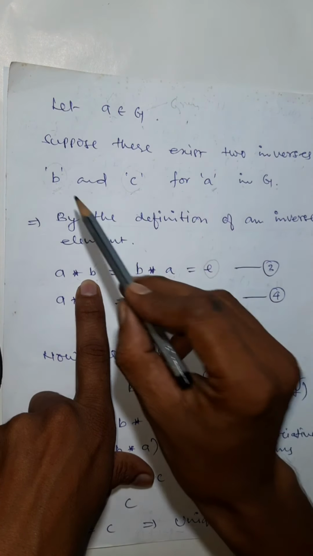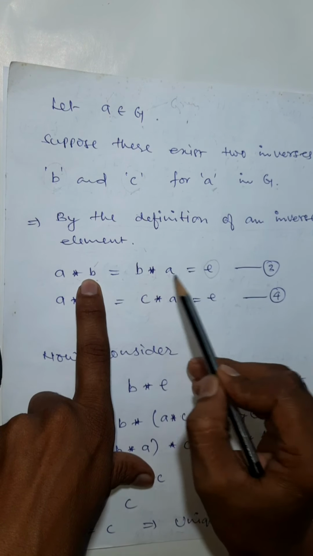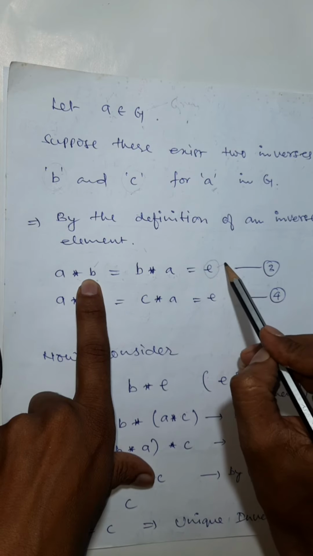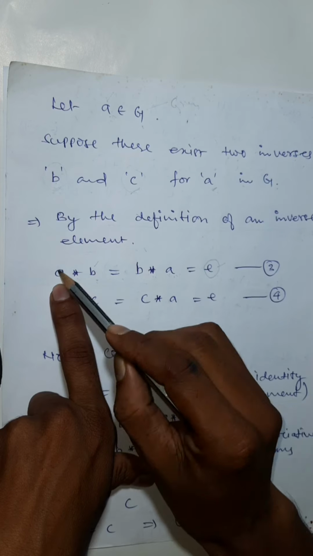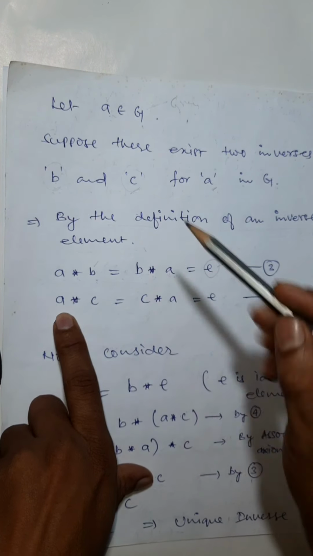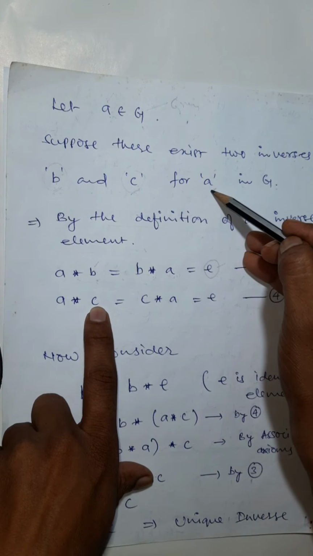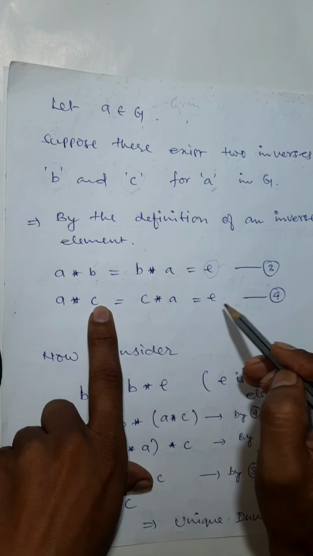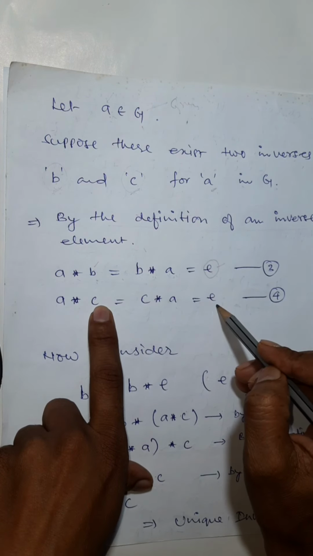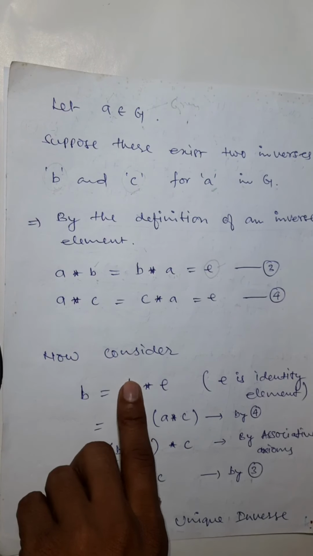So first we are multiplying with B. A multiplied with B, and in reverse order also, B multiplied with A will be equal to the identity element, because this is the inverse element of this one. For the second case, let C also be an inverse element of A. Then A multiplied with C will be equal to C multiplied with A, which gives the identity element. So we have the identity element here also. Let this be equation number 3, and this one equation number 4.